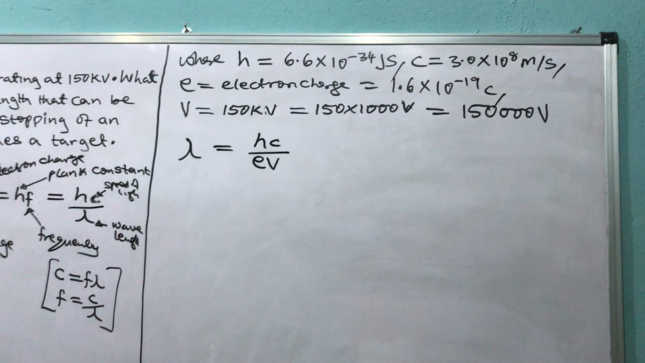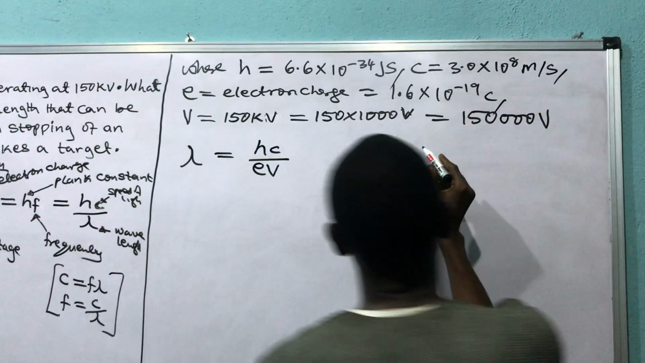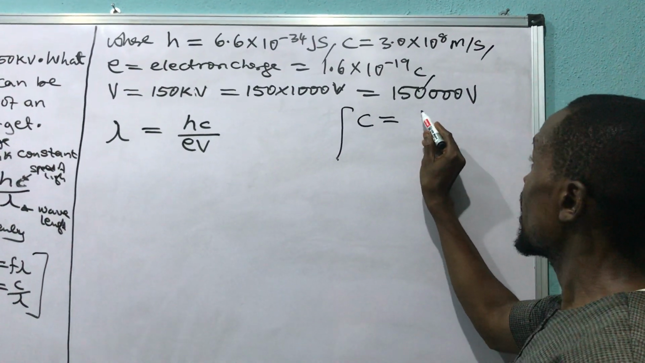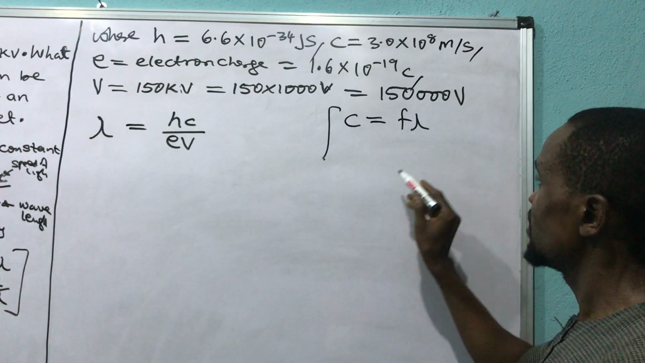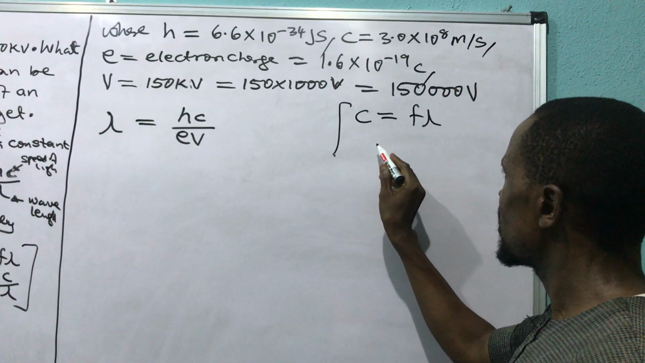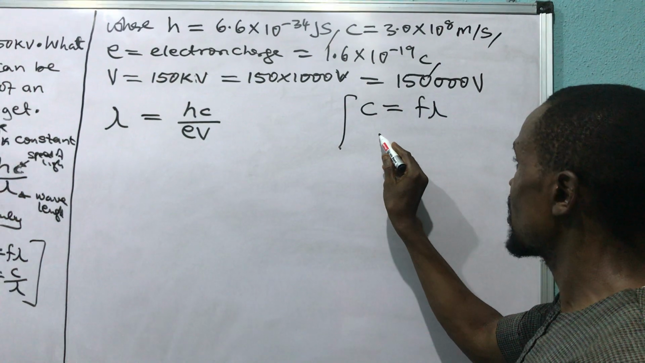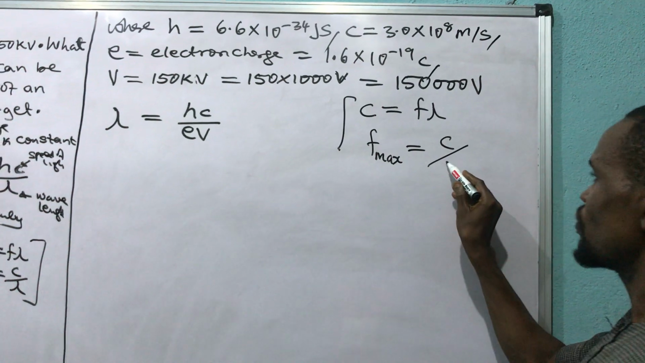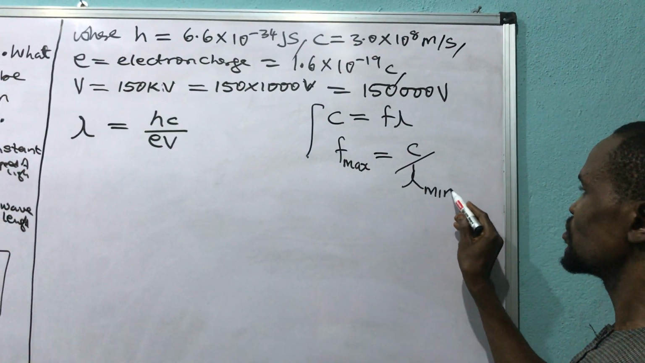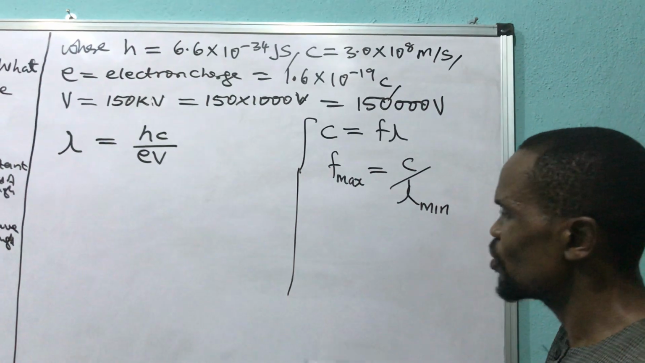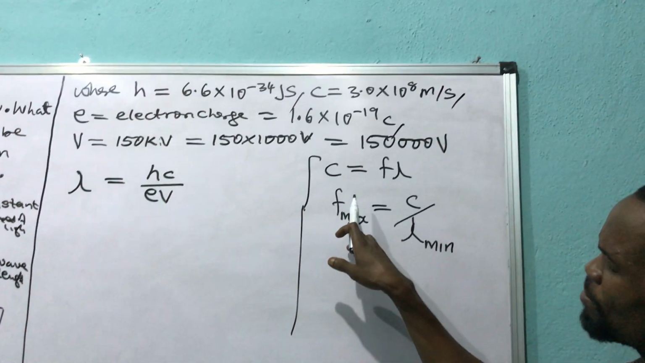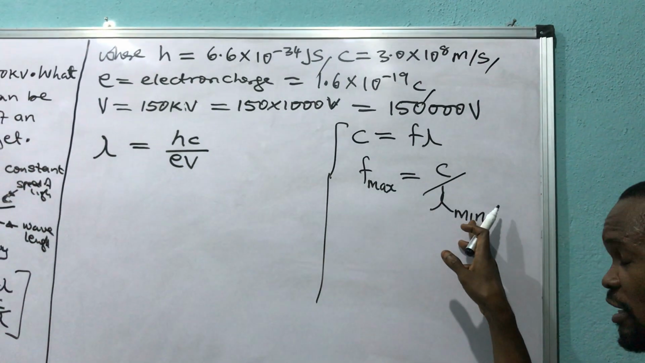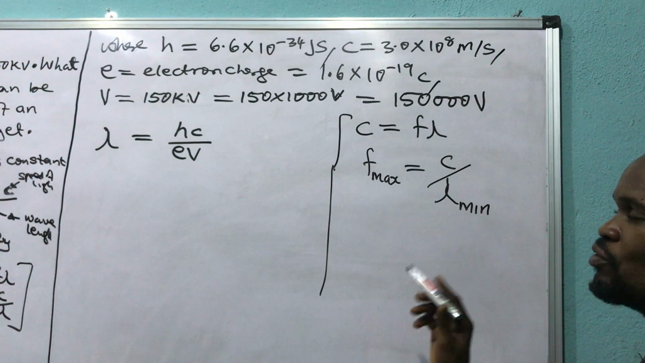Then what they asked me is the shortest wavelength. If you remember, we say that c is equal to f lambda. If I make f the subject of the formula, I will have f maximum is equal to c over lambda minimum. Somebody will ask, what does that mean? For me to get this one maximum, this one must be minimum. For frequency to be maximum, the lambda must be minimum. Let's look at an example.